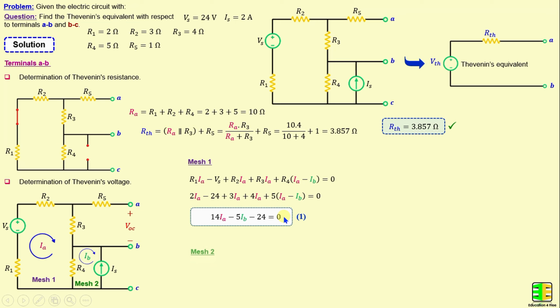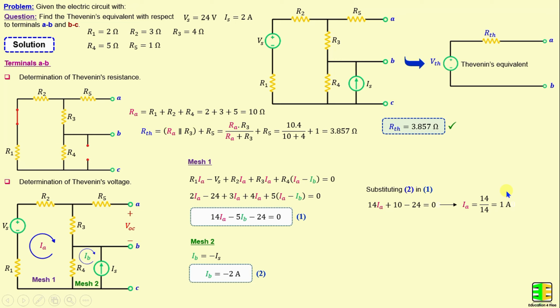Let's move on now to mesh 2. In mesh 2, we can see here that the current IB is equal to negative IS. That means IB is equal to negative 2 amps. Now by substituting equation 2 in equation 1, we derive one equation in terms of IA. And if we continue simplifying this equation, we obtain IA is equal to 1 amp.